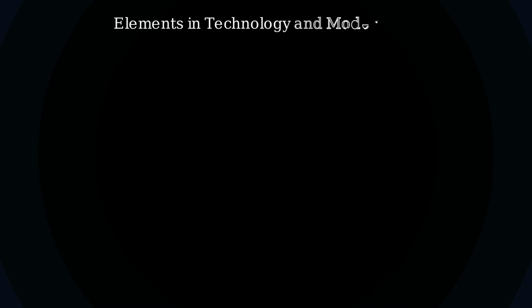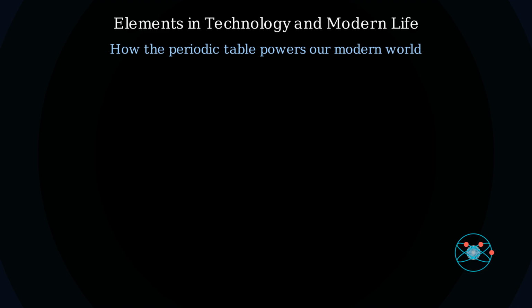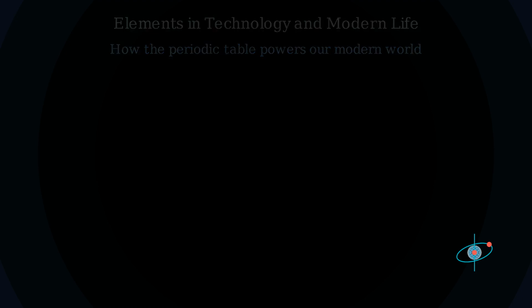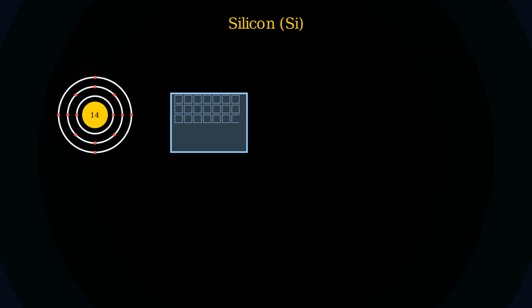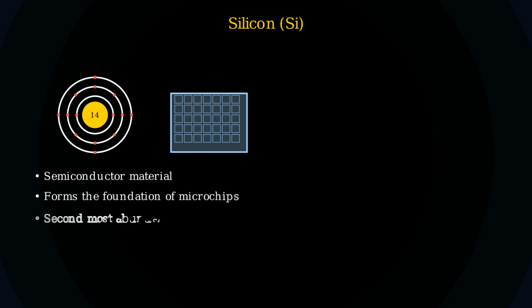Our modern technological society relies on an increasingly diverse palette of elements from across the periodic table. Silicon, element number 14, forms the foundation of modern computing. This semiconductor material is processed into the microchips that power our computers, smartphones, and countless other devices.